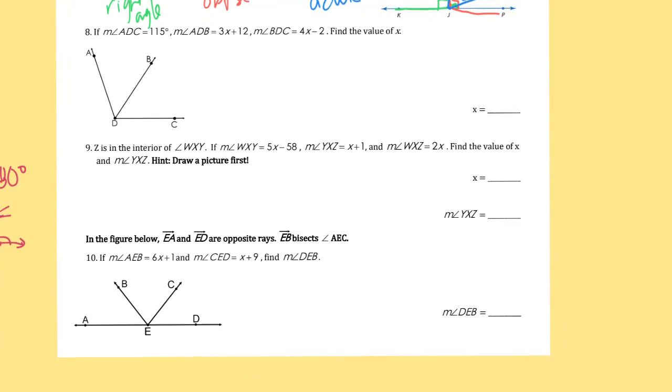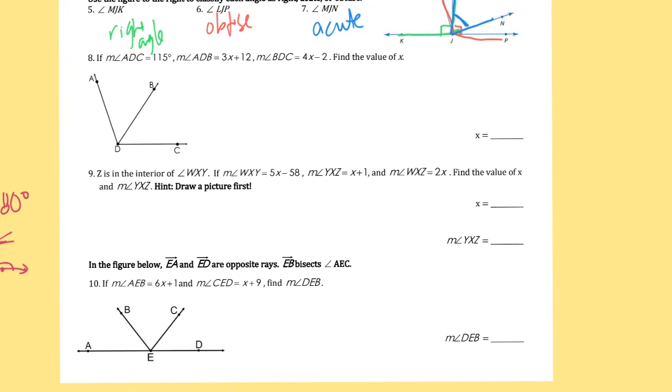Okay, next part. If the measure of angle ADC is 115 degrees, the measure of ADB is 3x plus 12, the measure of BDC, okay, that's a lot of words. You're like, what is going on here? Well, let's just take it in bite-sized pieces. Okay, so let's record what we know.